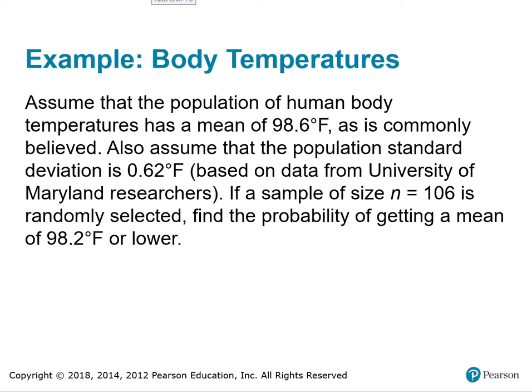Find the probability of getting a mean of 98.2 degrees or lower when we think that the average temperature is 98.6 and the standard deviation is 0.62. We have 106 people. So let's go through and start plugging in the problems. This would be a good time to pause this video and try it on your own.